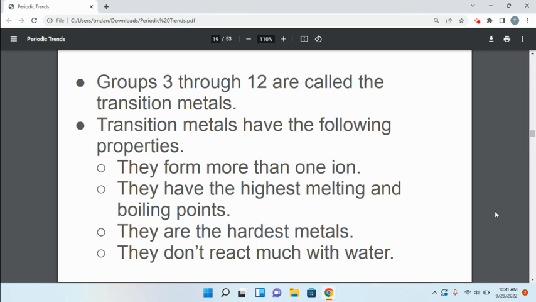In addition to that, they form more than one ion. So whereas group 1 always makes a +1, group 2 makes a +2, groups 3 through 12 can usually form more than one ion. They can be +1, +2, +3, +4. There's some variety in there. That's going to be important to us when we get into our ionic bonding unit.